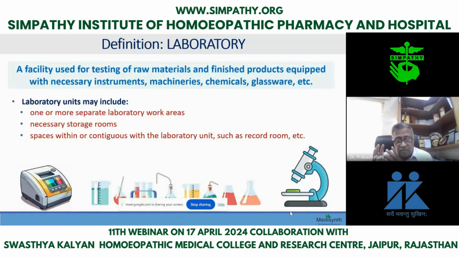It is a very simple thing that you cannot make a good product from poor raw material. So it is very important that even in our laboratory, in our college, when we make mother tincture for our research purposes, we find out whether the raw material we are using is genuine or not. To find that out, you have to take the help of the pharmacopoeia. Secondly, laboratory units may include many work areas.